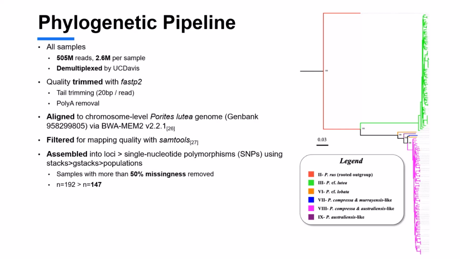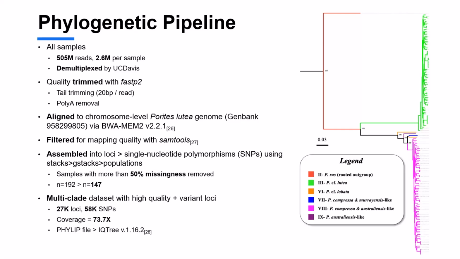So this sample filtering left us with a total of 147 samples. And this represents a multi-clade dataset with high quality and variant loci only. So around 27,000 loci and around 58,000 SNPs, so about 2 SNPs per locus, with an average read coverage of 73x. So a ton of reads confirming the genotypic identity of these samples.